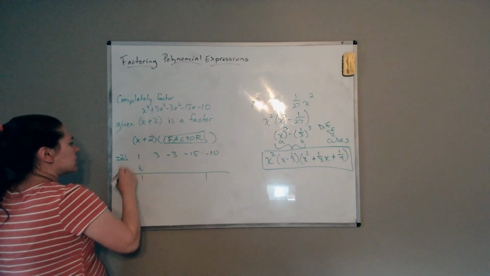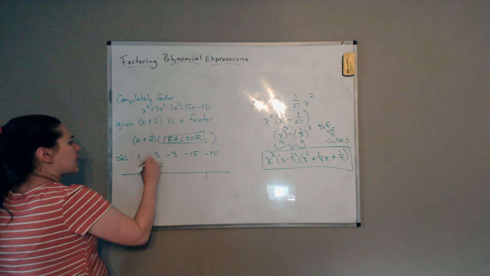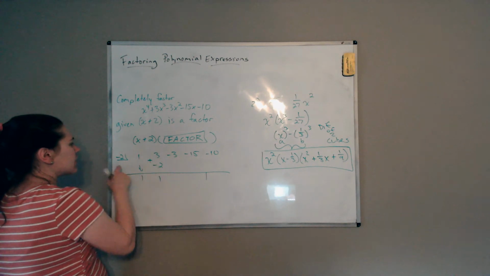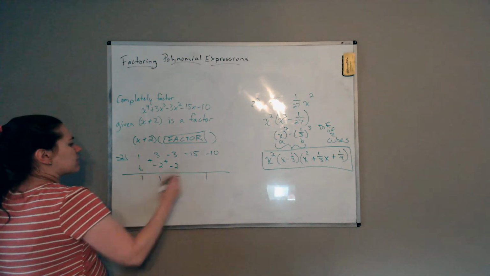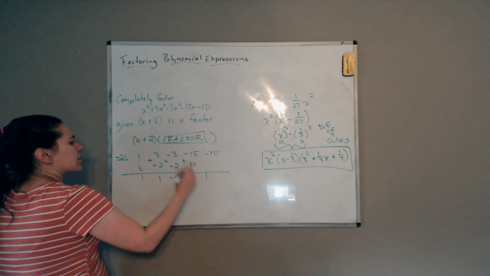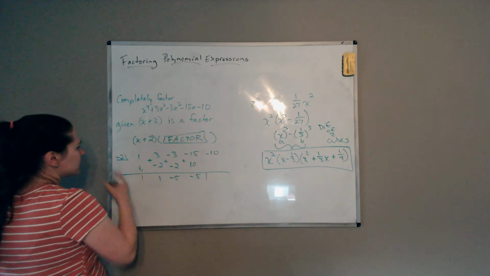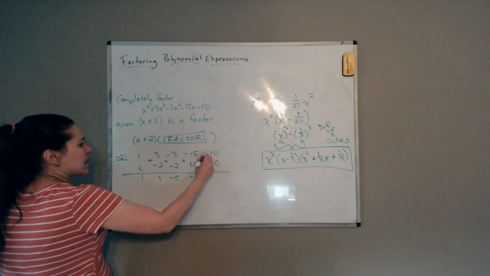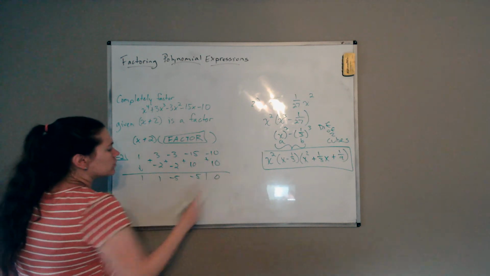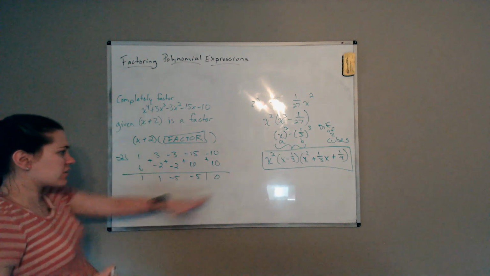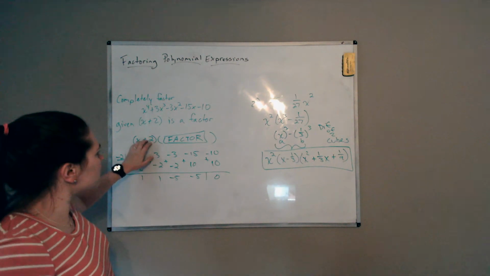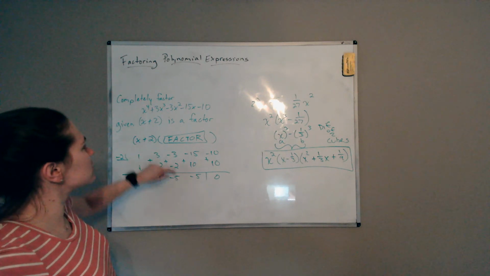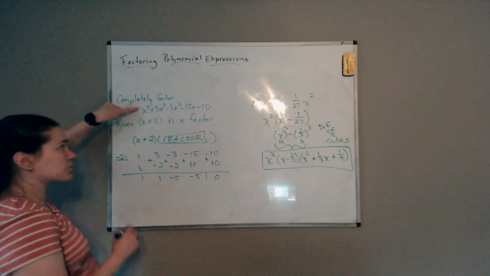That gives me 1. 1 times -2 is -2. Add the column, 1. 1 times -2 is -2. Add the column, -5. -5 times -2 is 10. Add the column, -5. -5 times -2 is 10. Add the column, 0. You better get 0 here because you know that x plus 2 is already a factor. What we're trying to get is x plus 2 times what is giving us this expression.